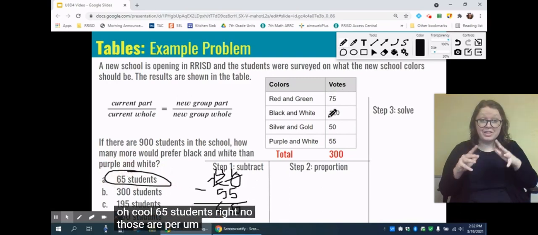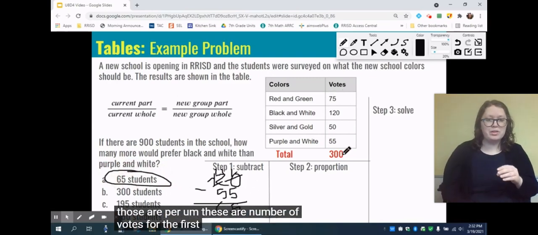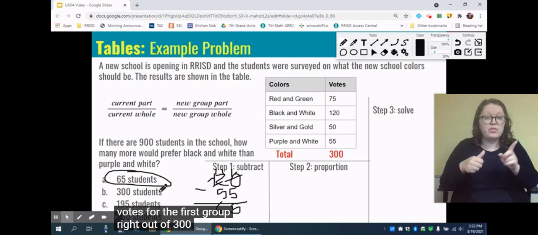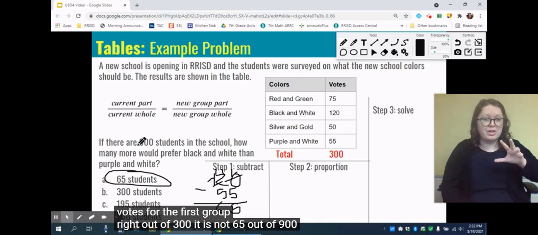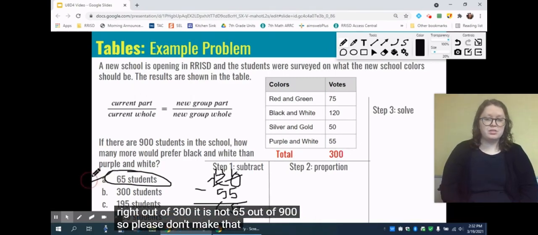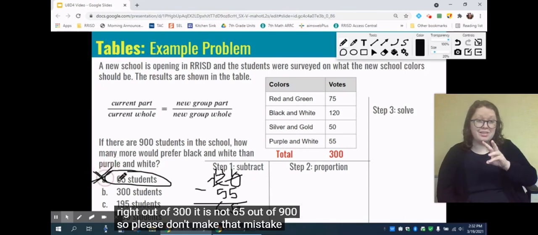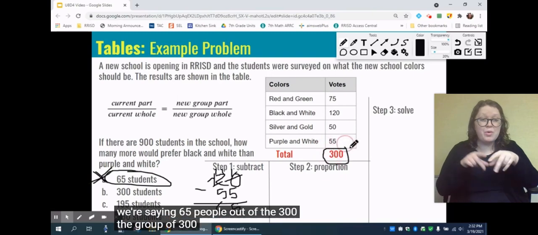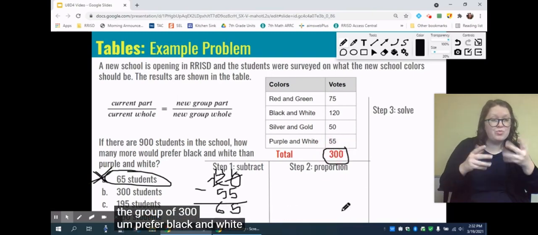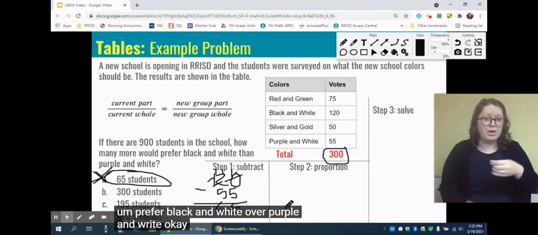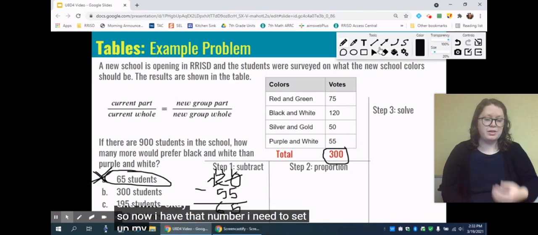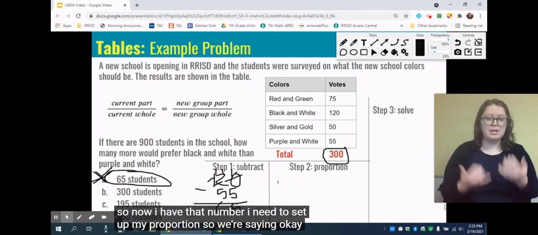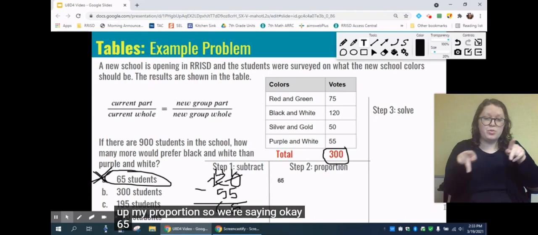No, those are the number of votes for the first group, right? Out of 300. It is not 65 out of 900. So please don't make that mistake. We're saying 65 people out of the group of 300 prefer black and white over purple and white. So now I have that number. I need to set up my proportion. So we're saying, okay, 65.